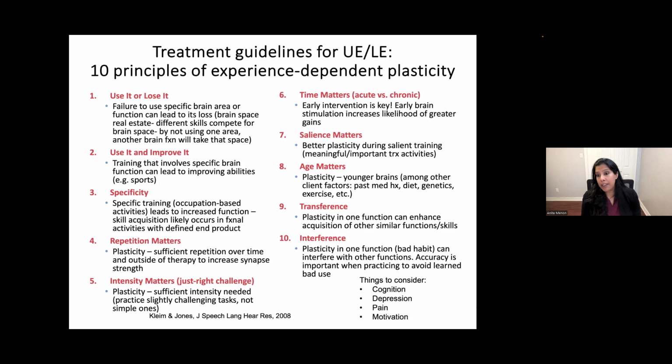Salience matters. What we found in the literature with the principles of neuroplasticity is that if we really think about what's meaningful to the client, what skills they've actually acquired pre-injury, really practicing those skills and activities that are meaningful to the client were found to lead to better plasticity of the brain. Of course, we've already talked about age as a definite factor among many other factors that affect plasticity, such as past medical history, diet, genetics, and the exercise levels of a client pre-injury, which can affect plasticity in the brain.